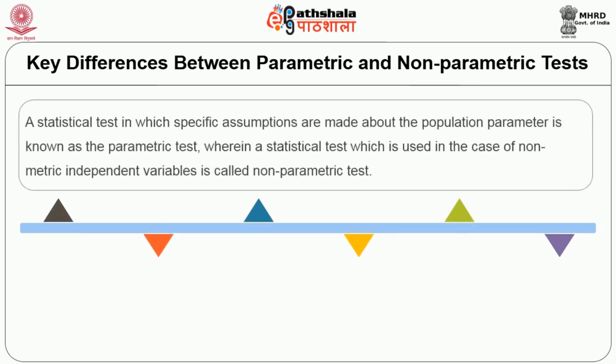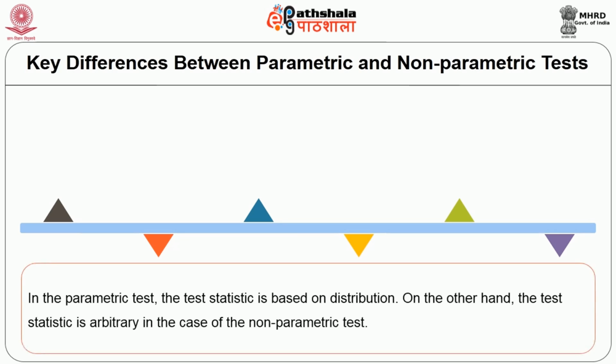Now, let us discuss the key differences between parametric and non-parametric test. A statistical test in which specific assumptions are made about the population parameter is known as the parametric test, whereas a statistical test which is used in the case of non-metric independent variables is called non-parametric test. In the parametric test, the test statistic is based on distribution.